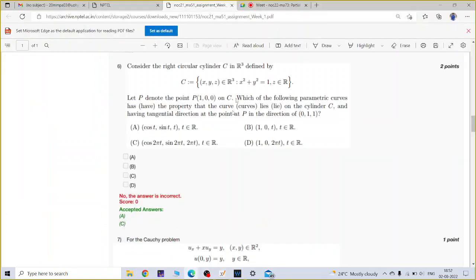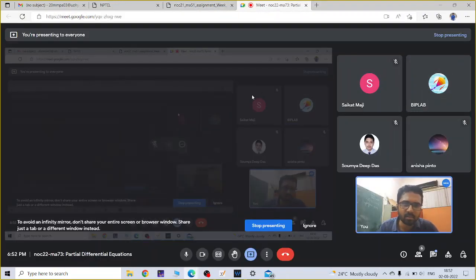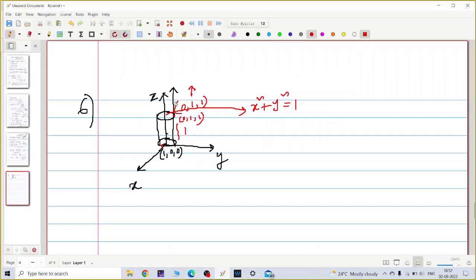Yes, tell me, what is your question? Yes, Biplav, what is the direction here? The direction I am taking is along the z axis actually. This is parallel to the z axis.